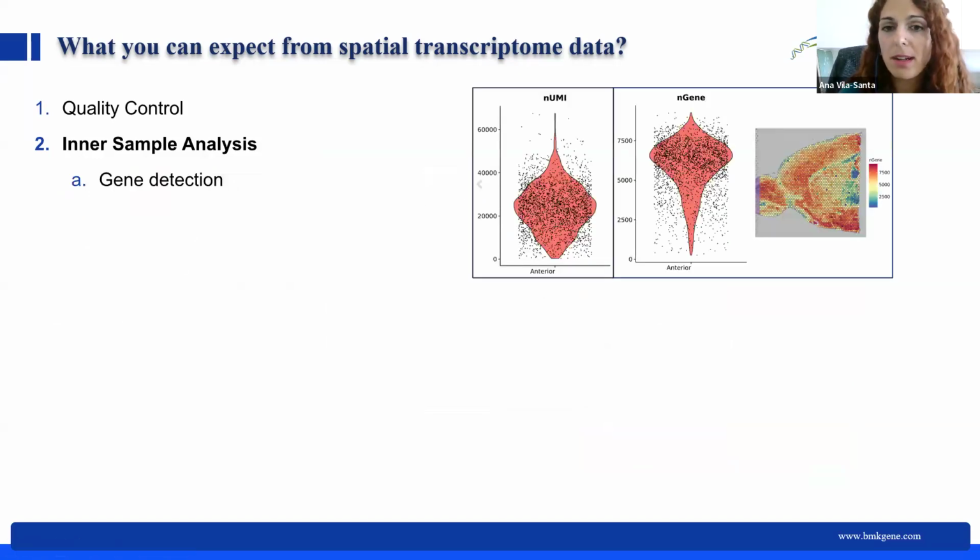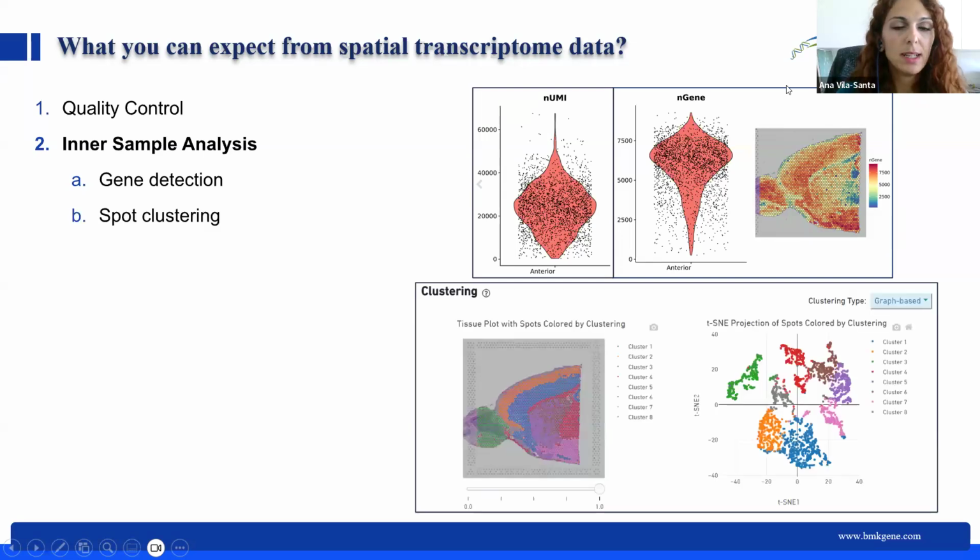So first we start by detecting the UMIs and the genes in the tissue, and we get an image like this, where we know the number of genes that was detected in each spot. Then we do spot clustering.